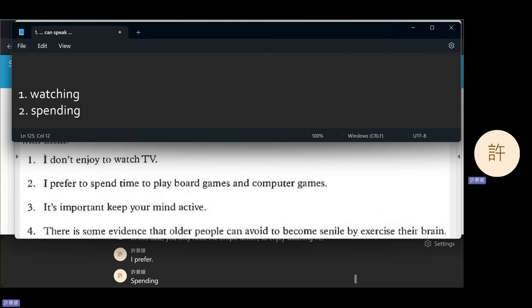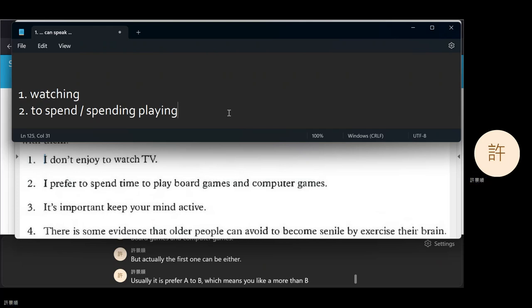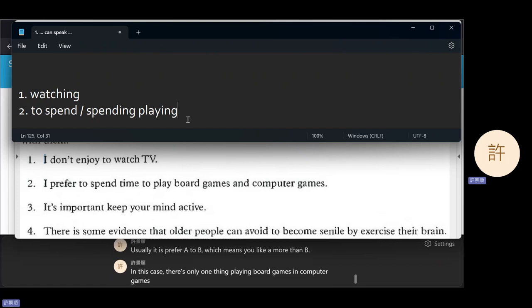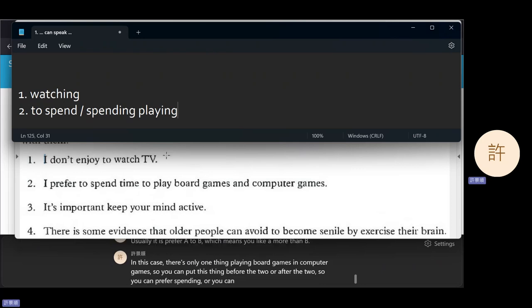Number two, I prefer spending time playing board games and computer games, but actually the first one can be either. Usually it is prefer A to B, which means you like A more than B. In this case, there's only one thing, playing board games and computer games. So you can put this thing before the two or after the two. So you can prefer spending or you can prefer to spend. Either one is fine.